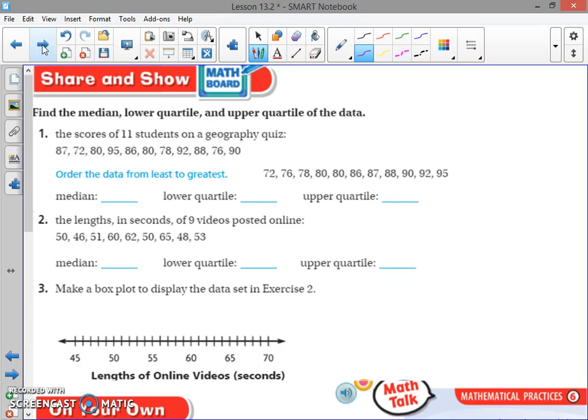All right, let's turn to the share and show. What I would like you to do is just do number 1, and then we'll come back and look at it. The scores of 11 students on a geography quiz are listed below. They've already ordered them for you. I'd like you to find the median, the lower quartile and the upper quartile, and also do the same for number 2. However, number 2, they didn't order them for you, so you have to order them, then find the median, the lower quartile, and the upper quartile. We'll come right back, so please pause the video.